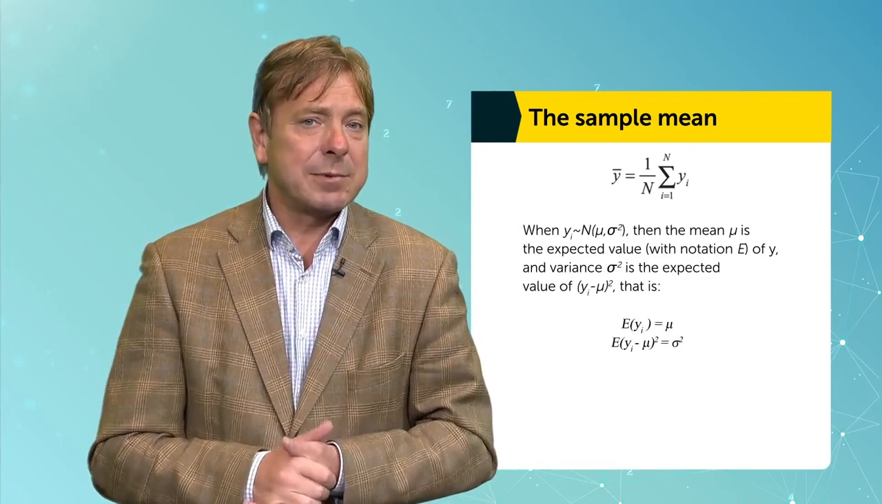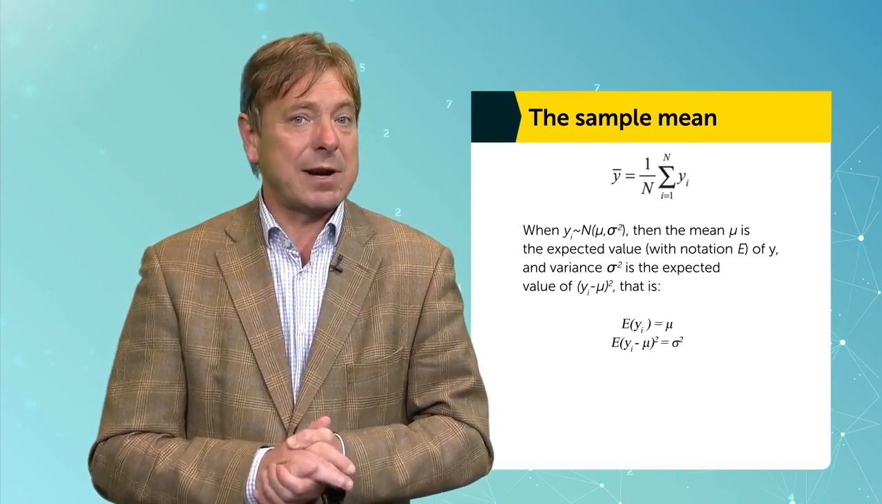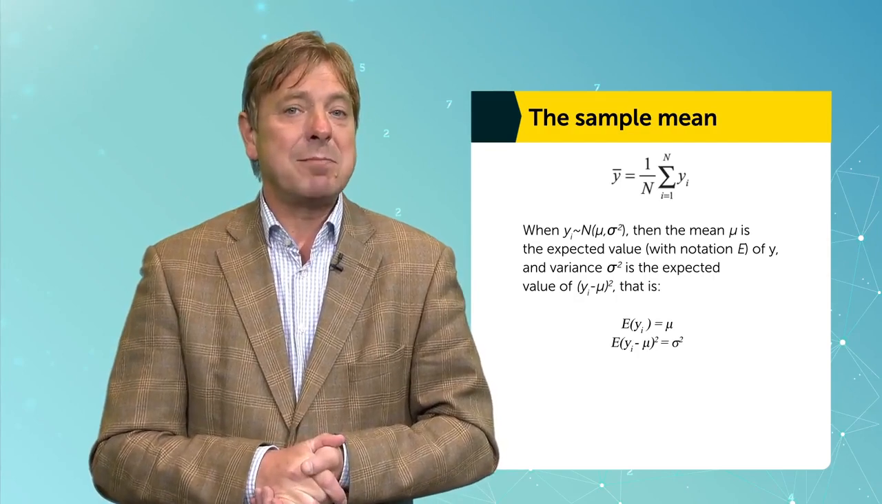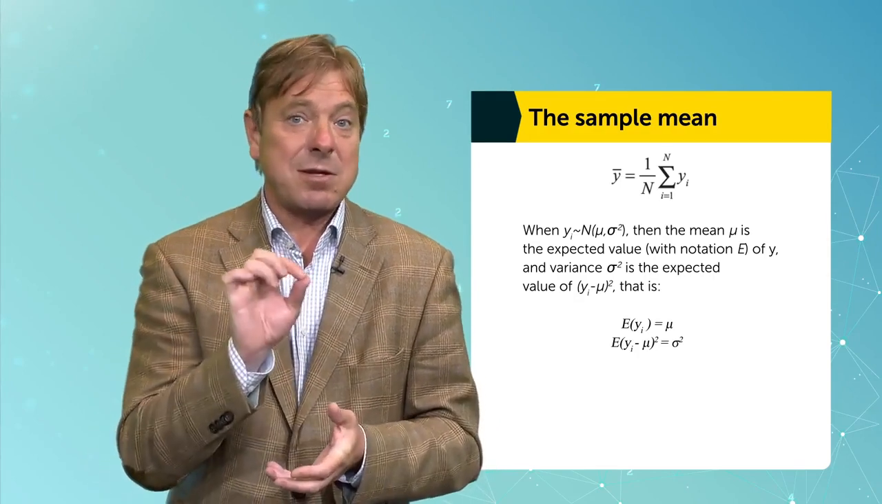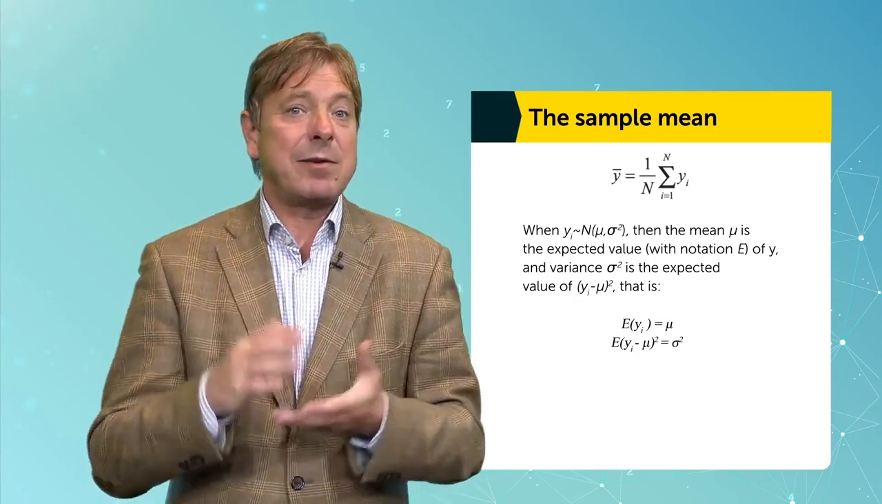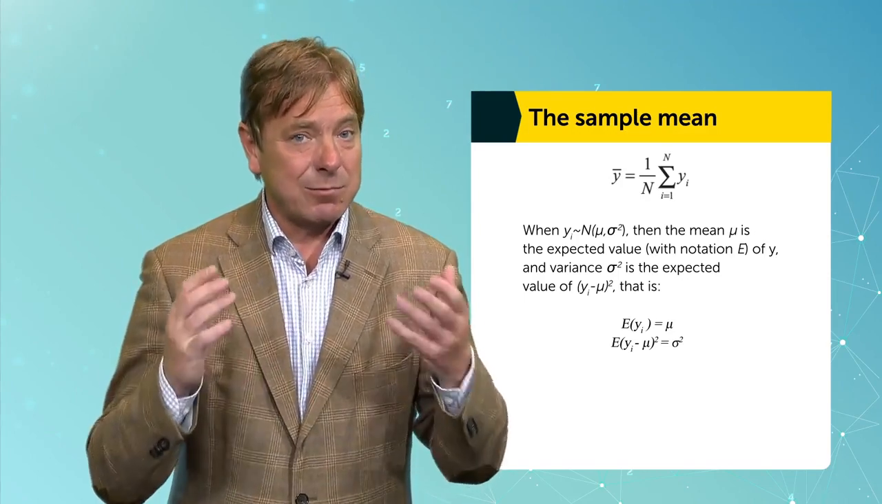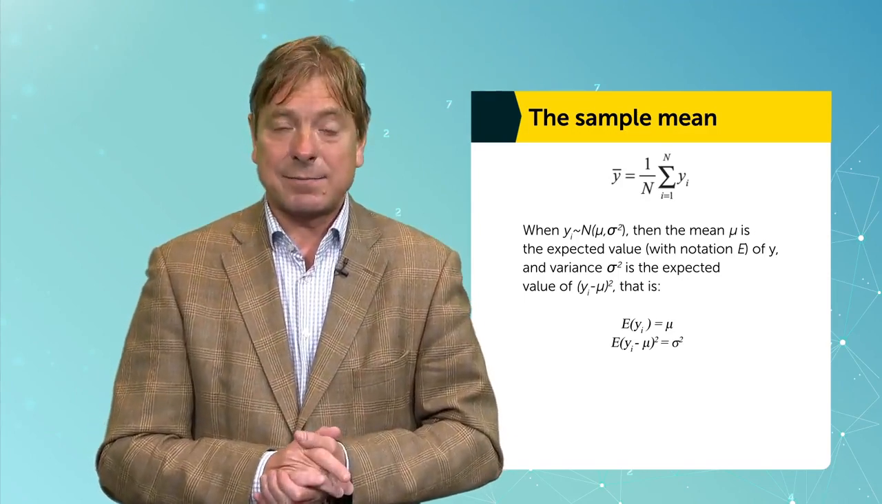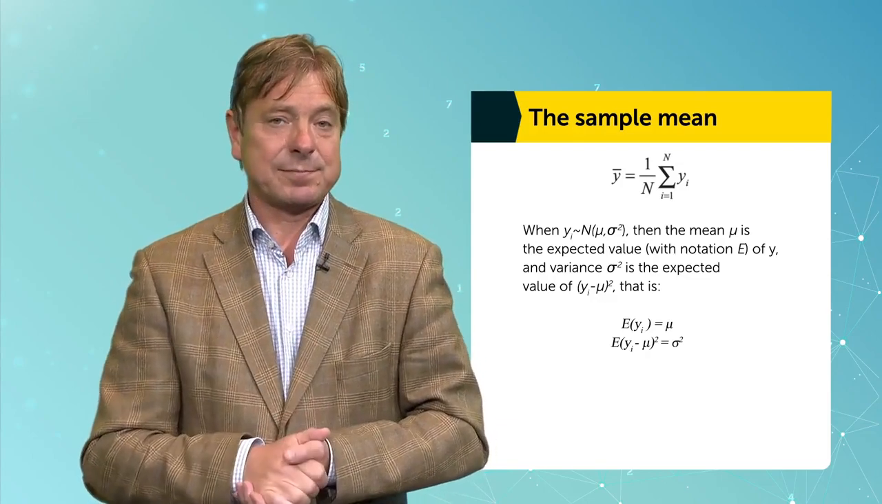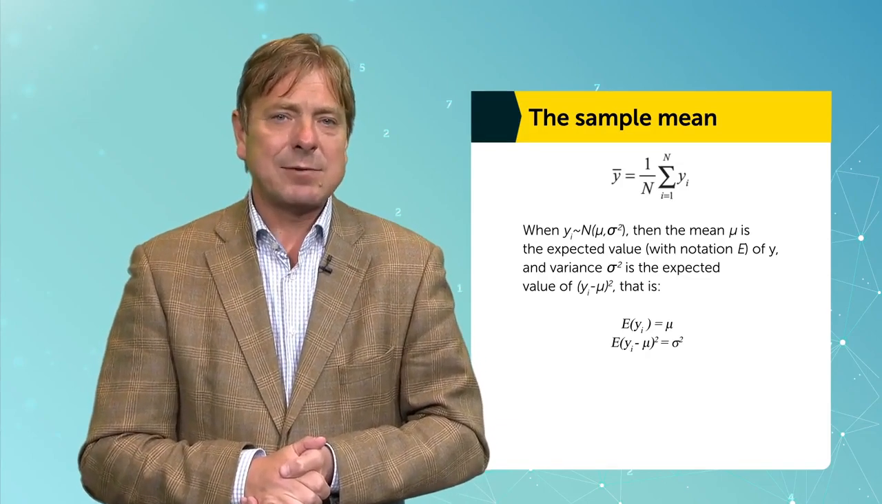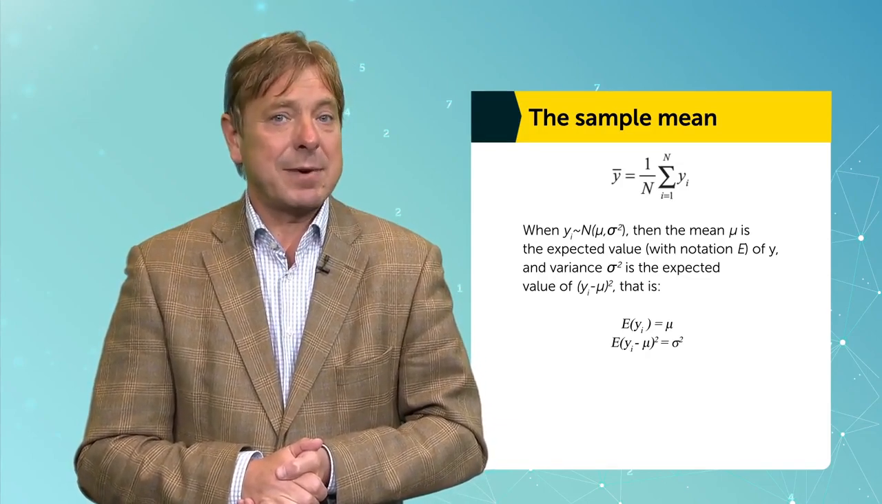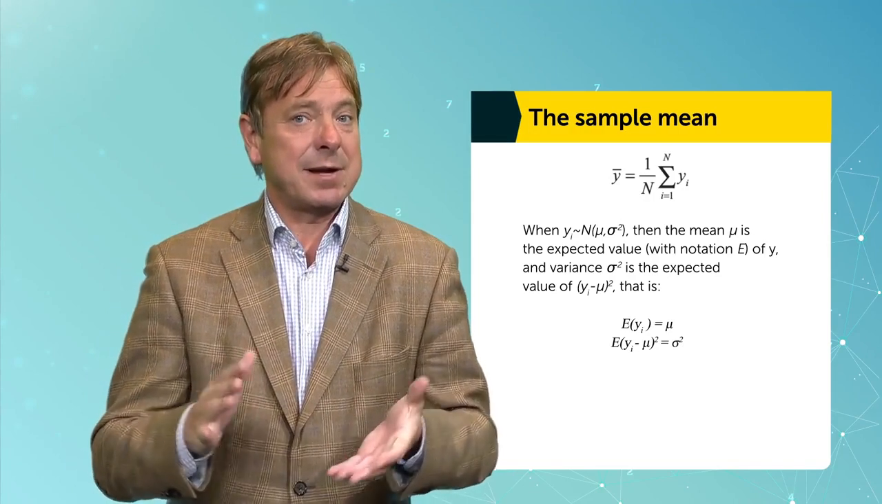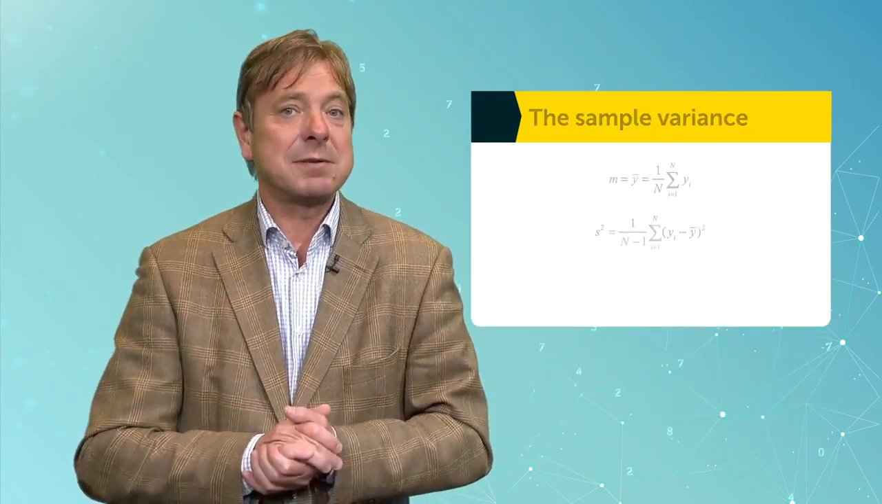When y is distributed as normal with mean mu and variance sigma squared, then the mean is the expected value with notation E of y, and variance sigma squared is the expected value of y minus mu squared, as follows. An estimator of the population mean is given by the sample mean, and an estimator for the variance is the sample variance.